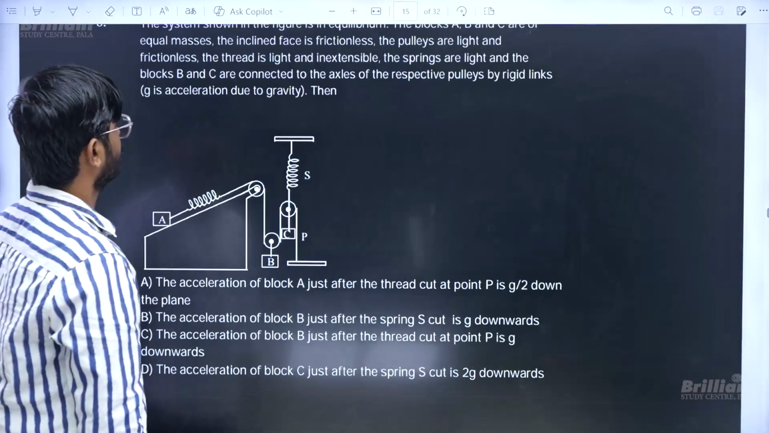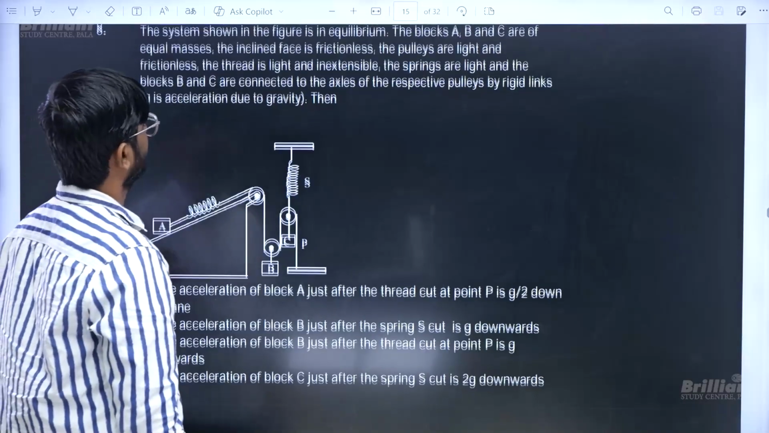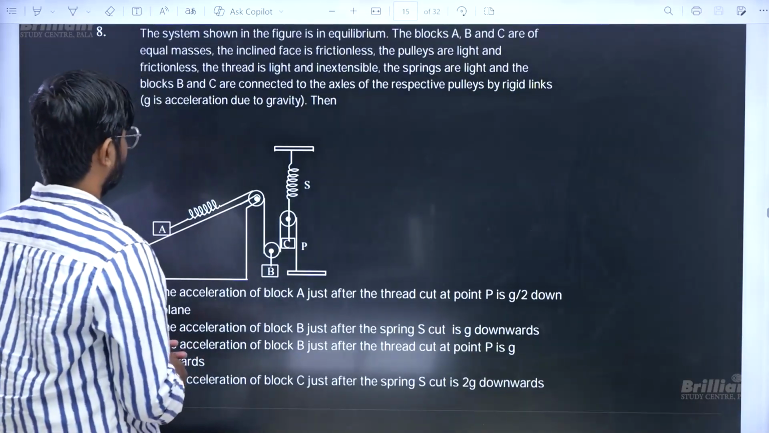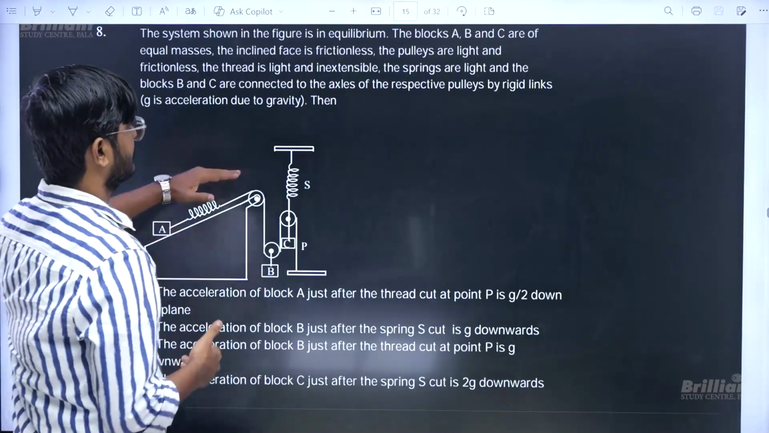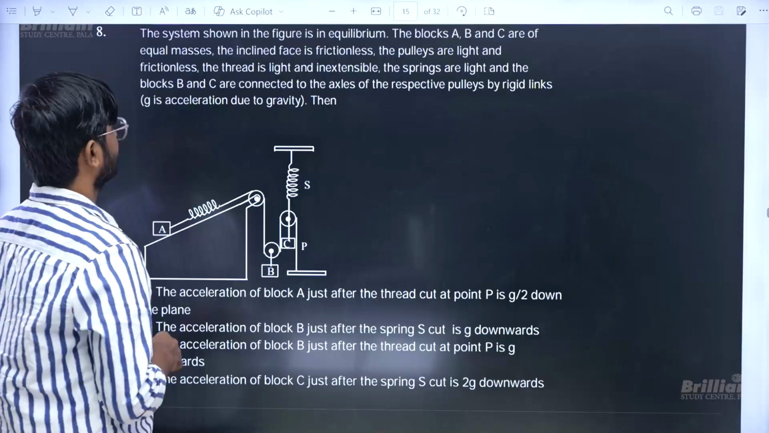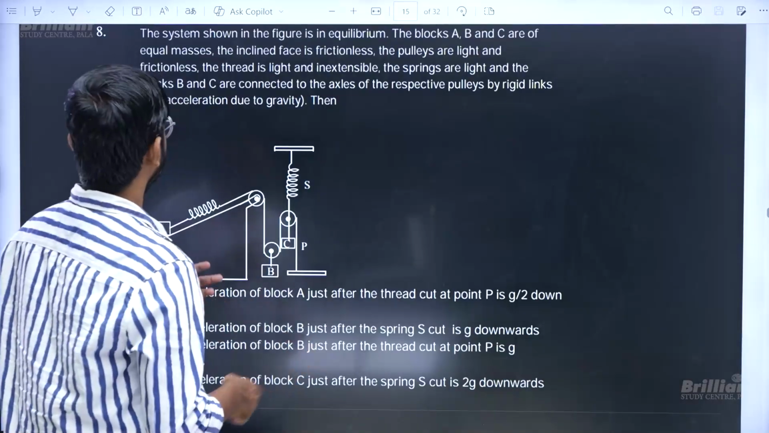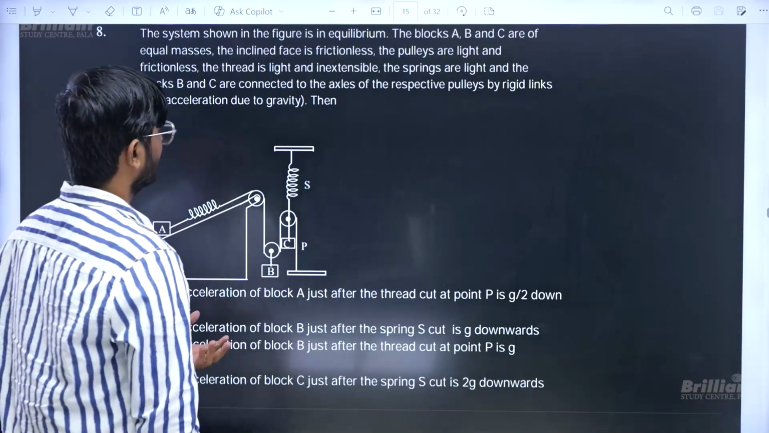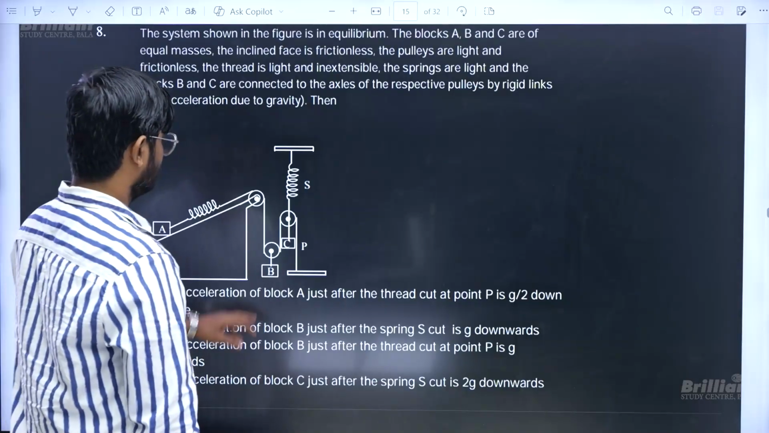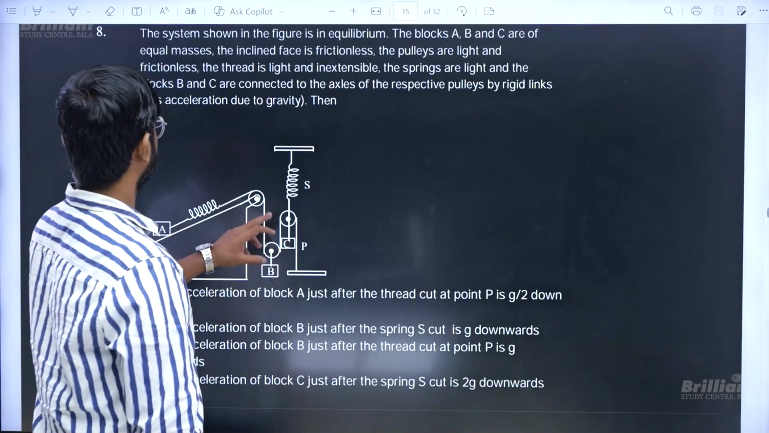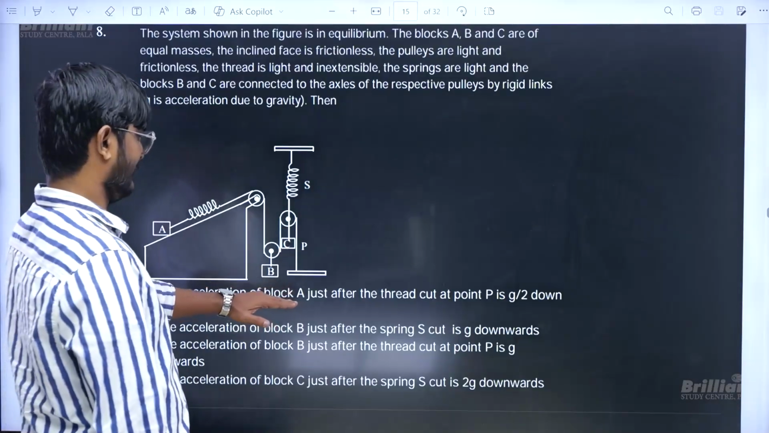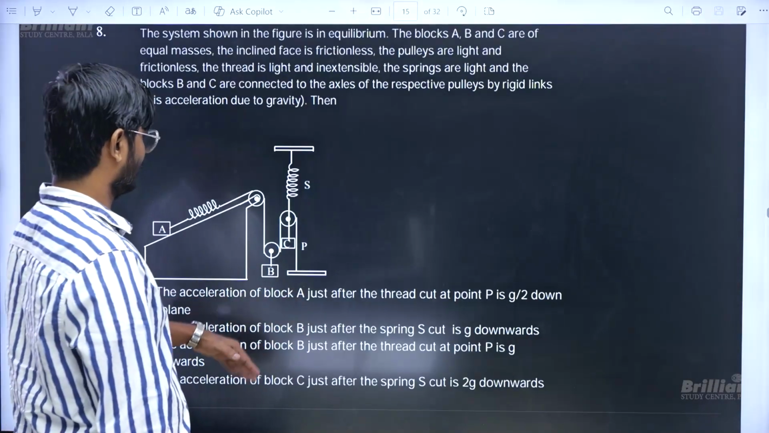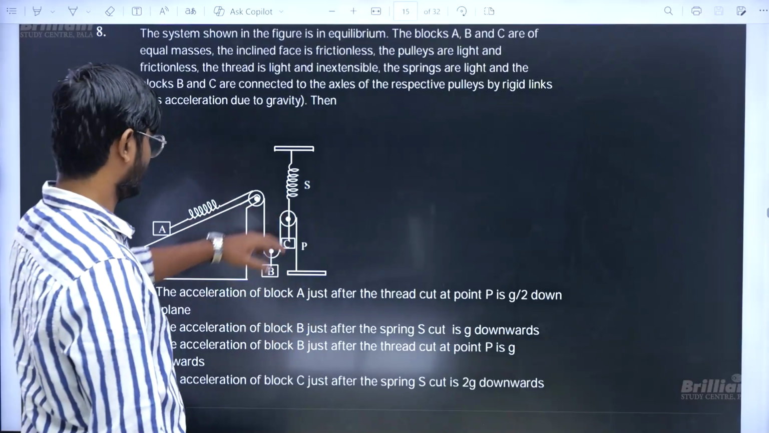The system shown in the figure is in equilibrium. The blocks A, B and C are of equal masses. The inclined face is frictionless. The pulleys are light and frictionless. The thread is light and inextensible. The springs are light, and blocks B and C are connected to the axles. B and C are connected by rigid links, massless rods. Then find the acceleration of A just after the thread is cut. So you are cutting the thread in one case and you are cutting the spring in one case.